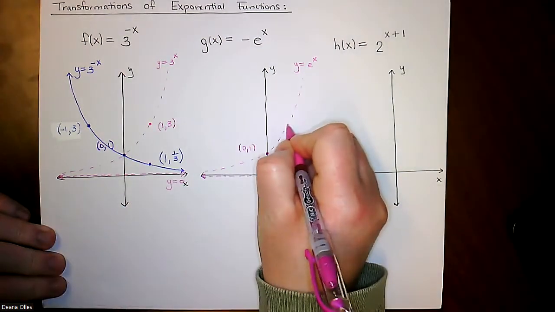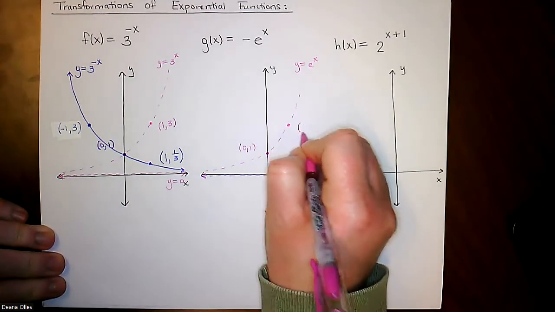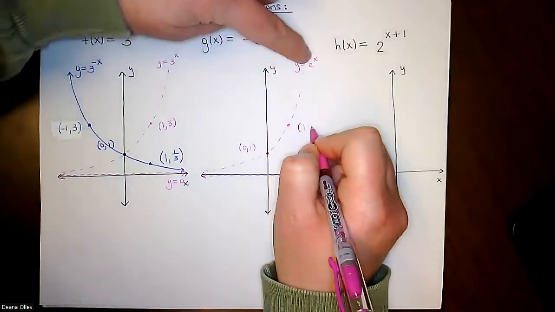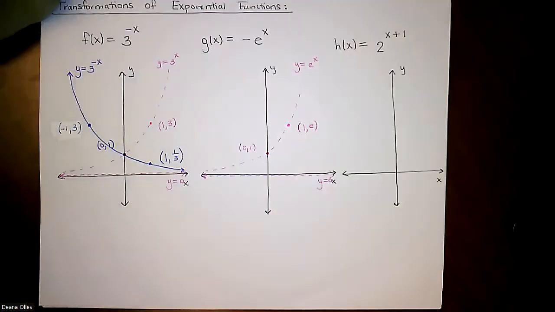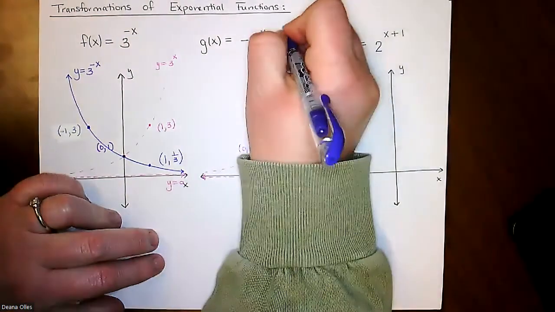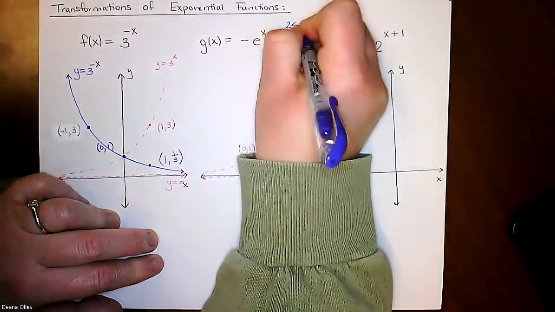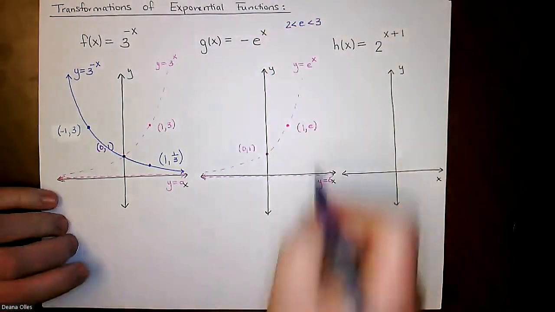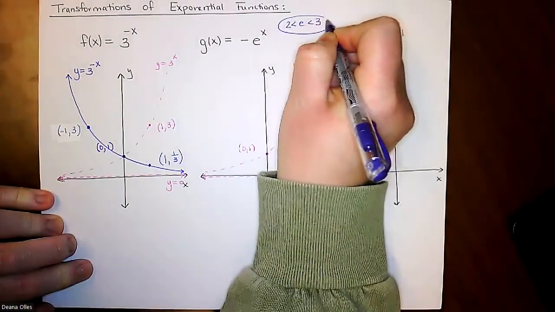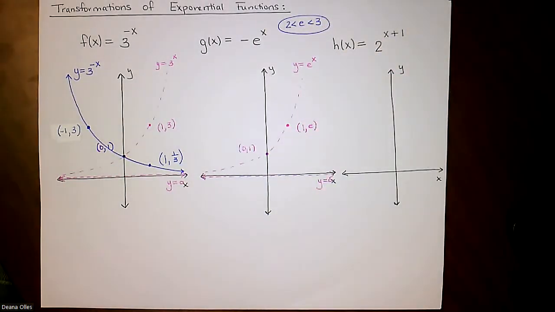So now, instead of the point 1, 3, I'm going to have 1, e to the first, which is just e. And I want you to remember that e is a number between 2 and 3. It's 2.7 and change. So when you're graphing things with e involved, you've got to remember that your placement for e will be very important. Somewhere between 2 and 3 is sufficient.